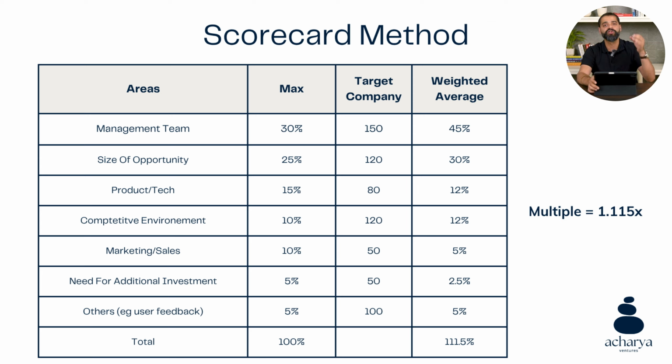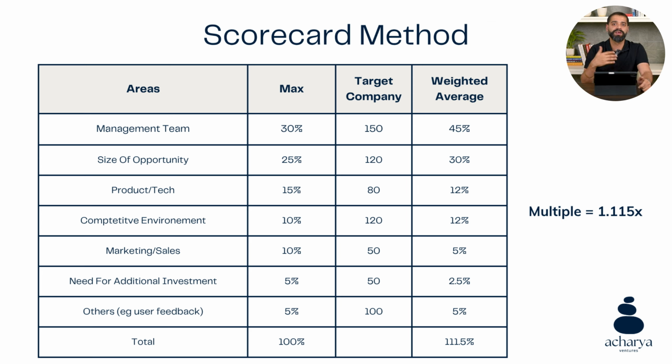Then the size of the opportunity, on a scale of 100, we've given it 120. The product or tech, we did not have it, so given it 80. Competitive environment, yes, there were competitors and there were some who had 2-3 years of experience before we even started. So they had started penetrating the market, they had paying customers, they were growing consistently. So there was a competitive environment, but again, there was some white space that we were going after. There was a sustainability angle that none of them were going after. So in that case, we'd given 120.